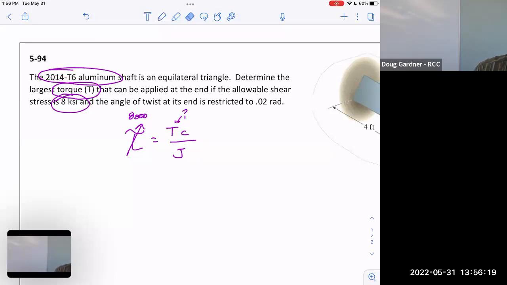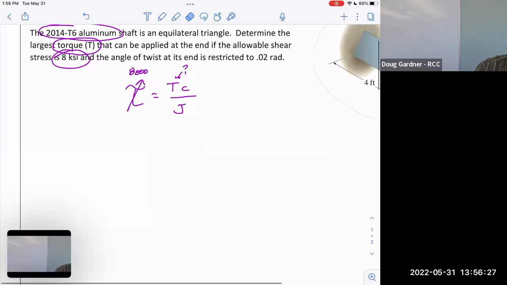The only difference is our formula is not quite like that because it's not a circle anymore. What's the formula for that? Tau for a triangle, maybe I'll put a triangle down there, is 20T over A cubed. So it's a slightly different formula. Okay, no problem.